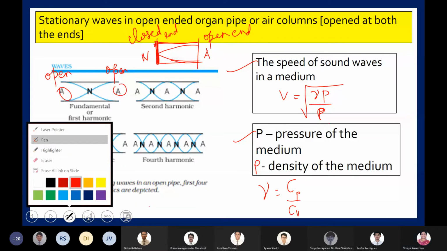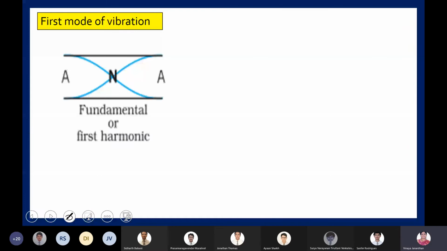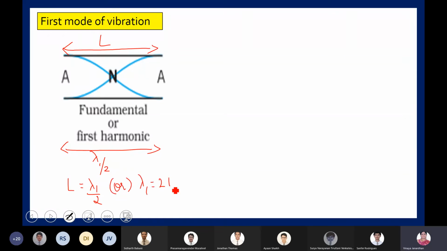Okay. Now next, right, boys. First mode of vibration. Draw the diagram. What is the length of the tube? Now, just tell me what is the distance between two antinodes? It's lambda 1 by 2, correct? Between two antinodes or between two nodes, it's lambda 1 by 2. So L becomes equal to lambda 1 by 2. Or I can write lambda 1 as 2L. Is that fine?